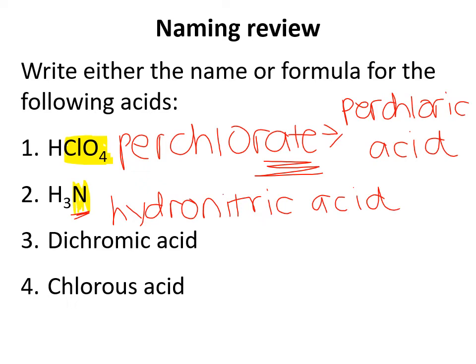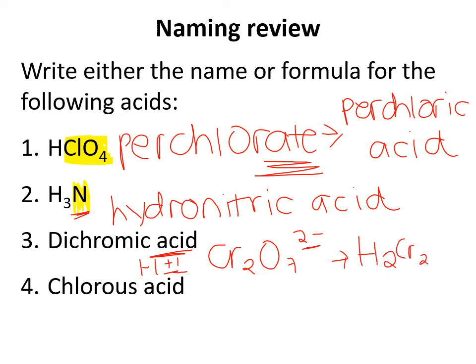Number 3, dichromic acid. There's not a hydro, so I know it's a polyatomic ion. And then dichromic, which means it was dichromate. Go look at your polyatomic ion list. And dichromate is Cr2O7, 2 negative. But it's an acid, so it has H in front. H has a charge of 1 plus, 2 negative, 1 plus, so that formula becomes H2Cr2O7.